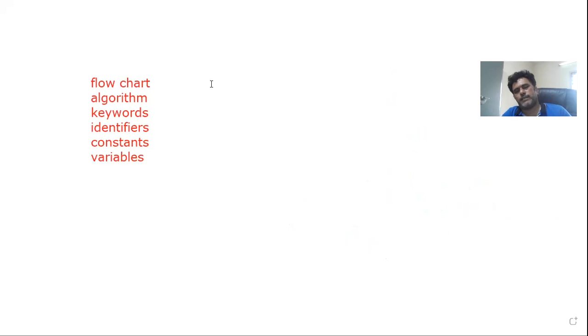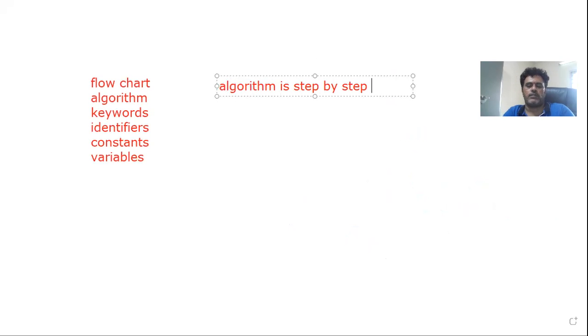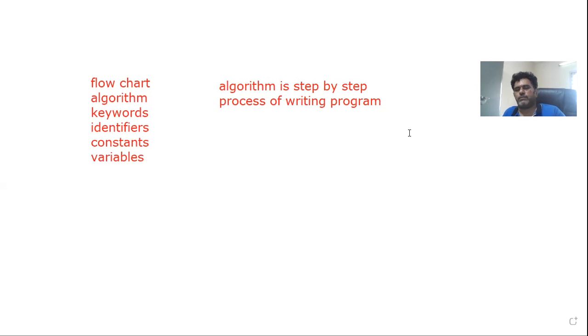So what is meant by algorithm? Algorithm is a step by step process of writing code. So when you try to write a program, first you have to understand what steps we have to follow. Those steps we first write on paper, and that is called an algorithm. So algorithm is the step-by-step process of writing a program.